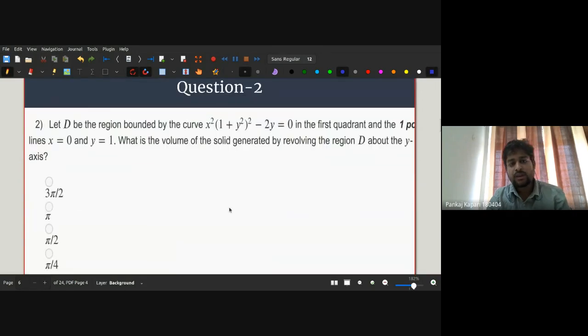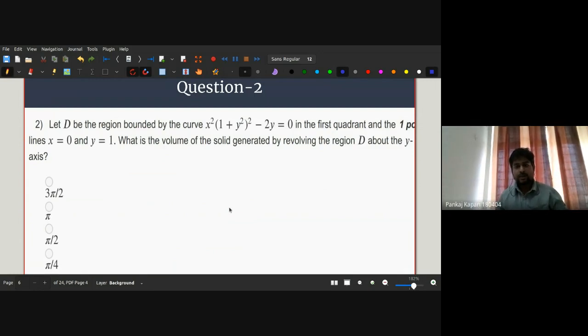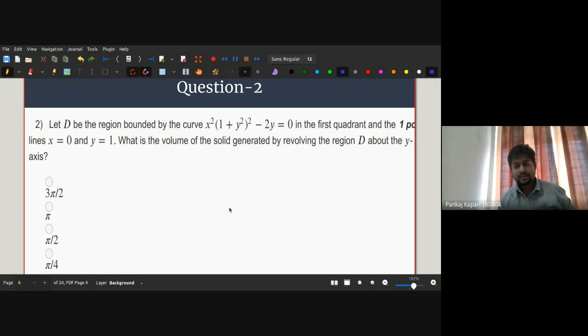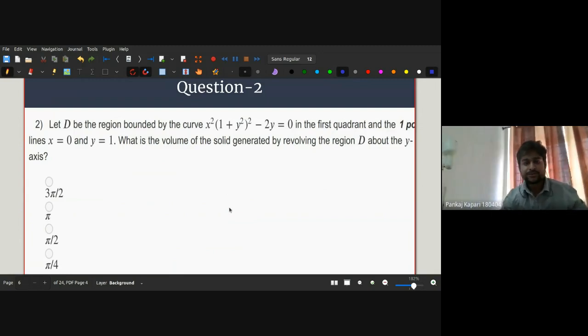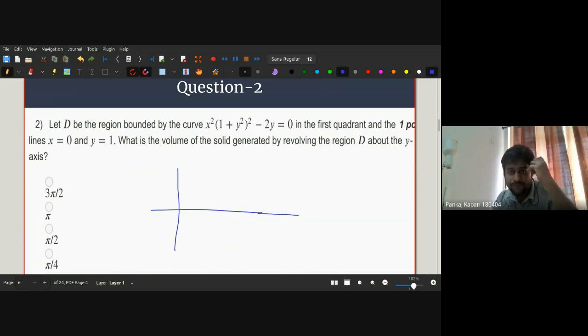Here you will see we will be finding the volume of a solid which we get after we revolve a region about some axis, right? This is such a problem. Here you can see that we have a region D, and this region is bounded by some curves and lines. Let's see what those lines and curves are. We will not be drawing the actual curve.